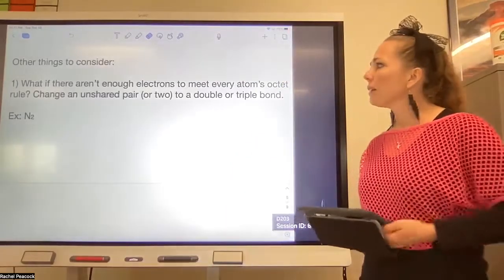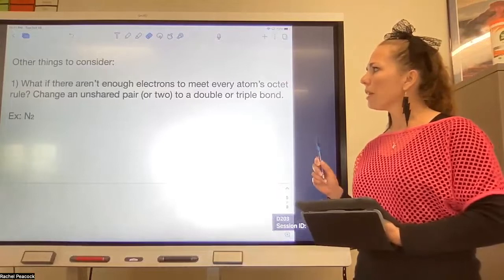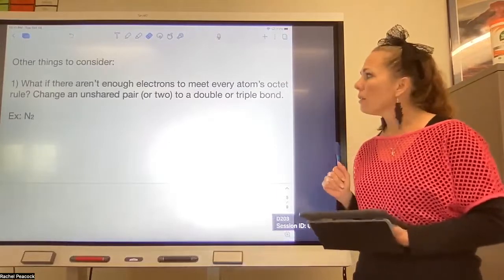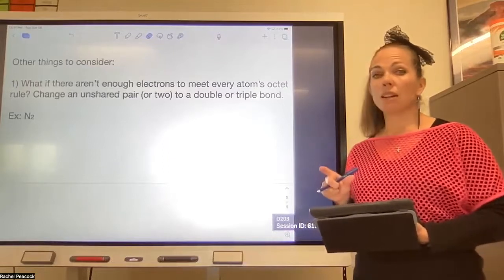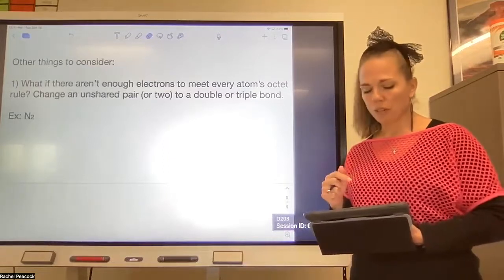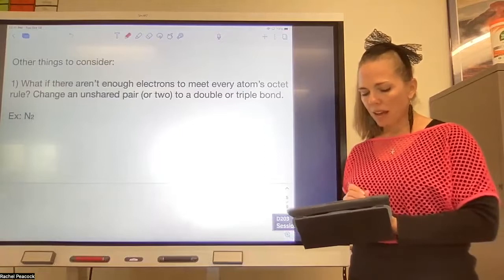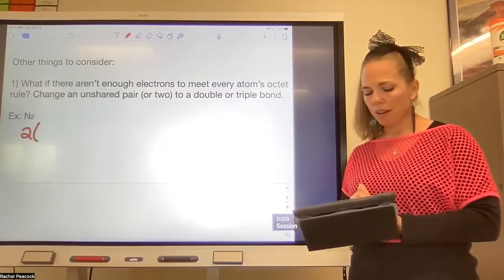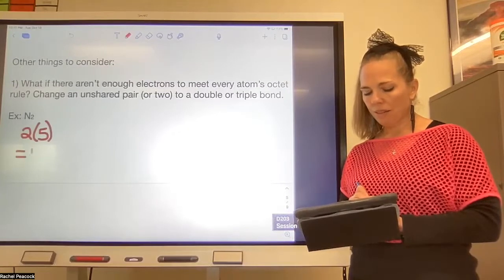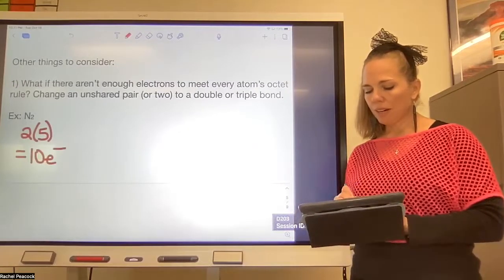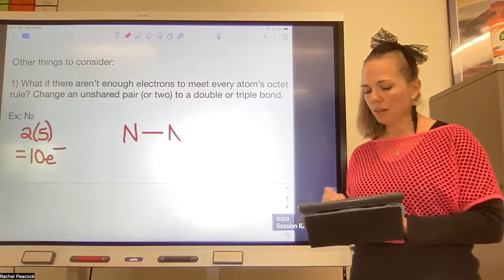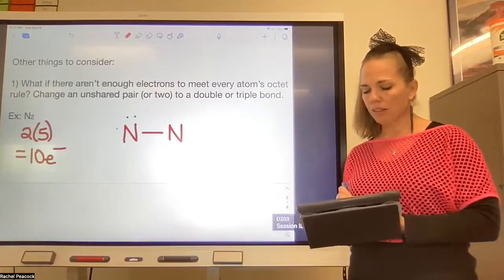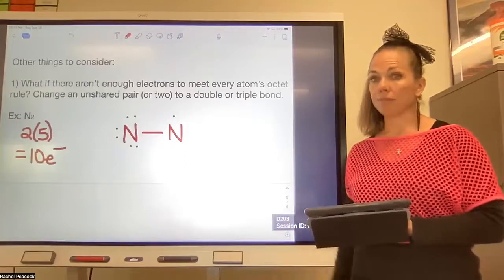Okay, so let's talk about what should happen if you don't have enough electrons. You need to take an unshared pair and change it to a shared pair. Let's see how that works with nitrogen. There are two nitrogens, each one has 5 valence electrons for a total of 10. You're going to connect each nitrogen using a line, that's 2. Then we would do 4, 6, 8, 10.